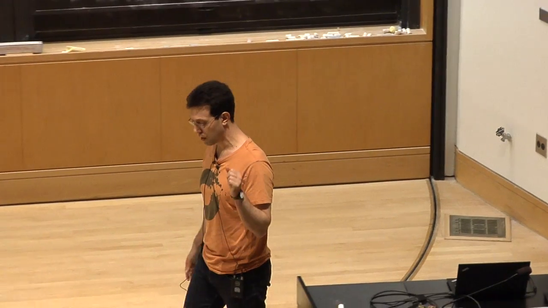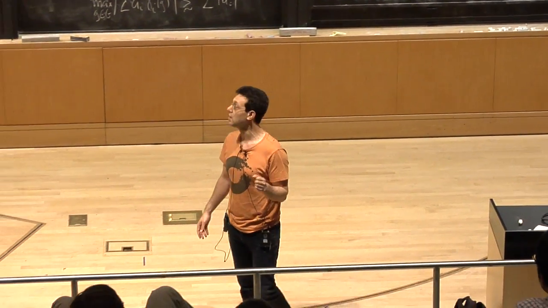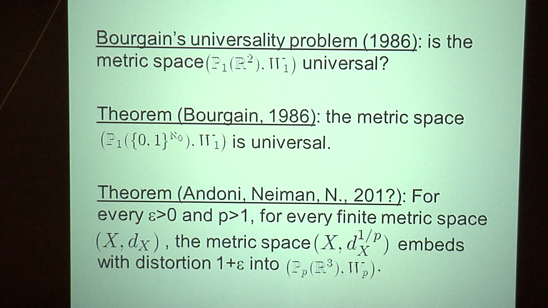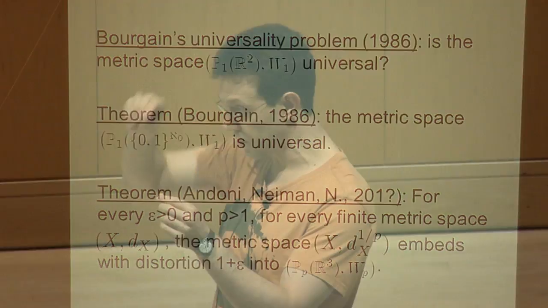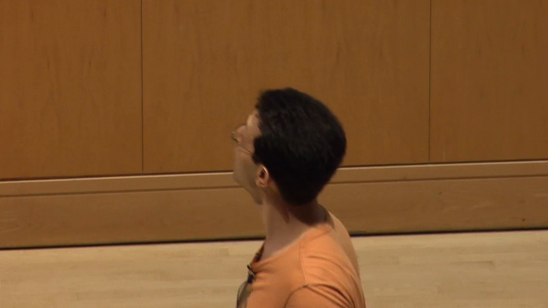So Bourgain's universality problem in 1986, and there are many reasons why he studied this, we'll see one of them in a few slides. You look at the space of all probability measures on R2, on the plane, and you ask yourself, is this a universal space? On the real line, it's easy to prove that it is not a universal space. That's an exercise. So measures on the real line, we know they're not, and on the plane, it's open. Very concretely, can I represent every finite metric space as measures on R2 with the transportation cost metric?